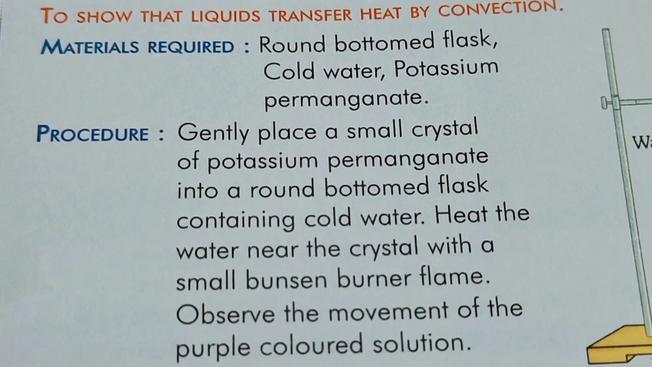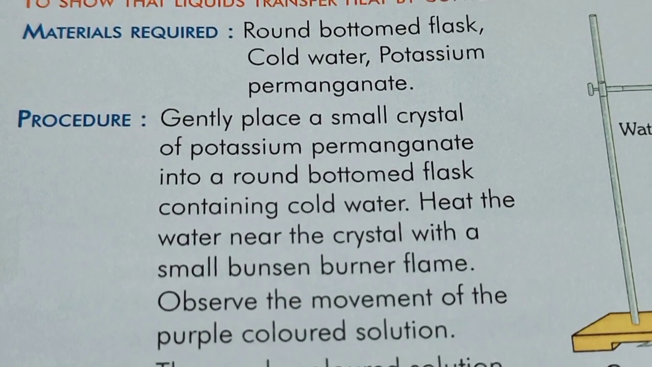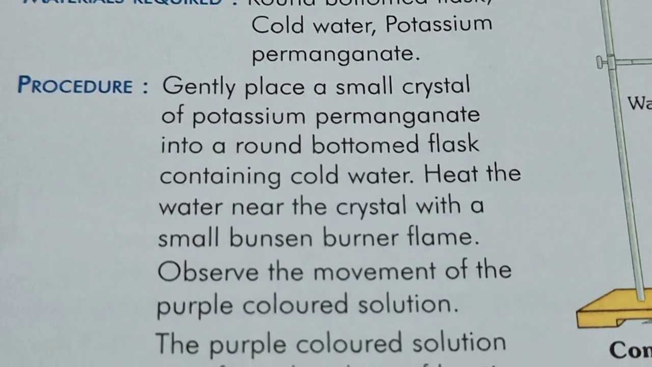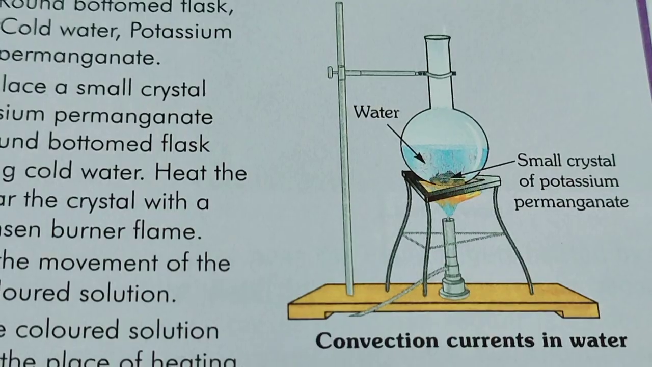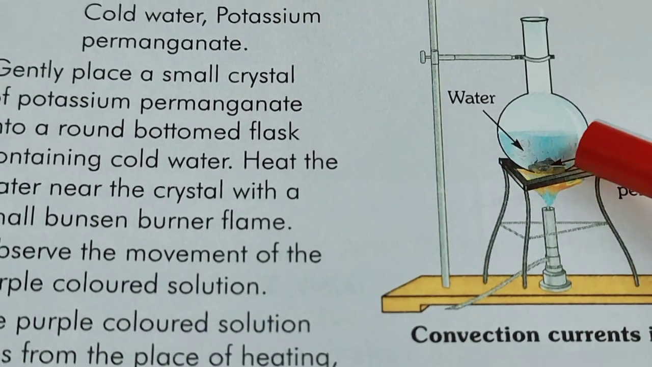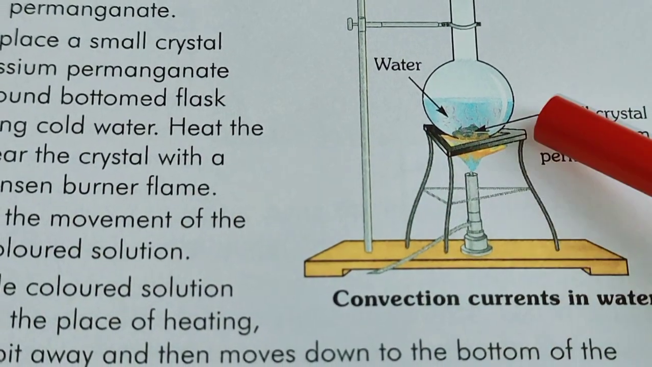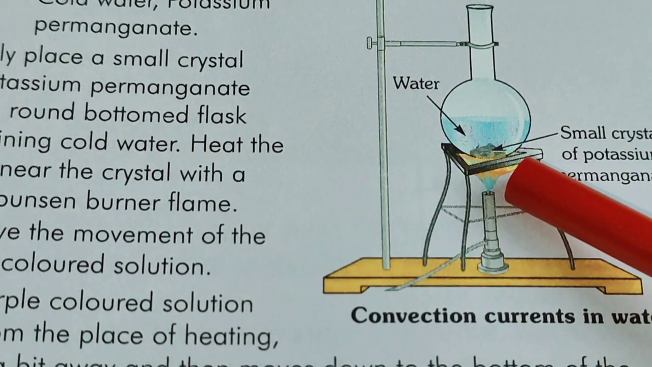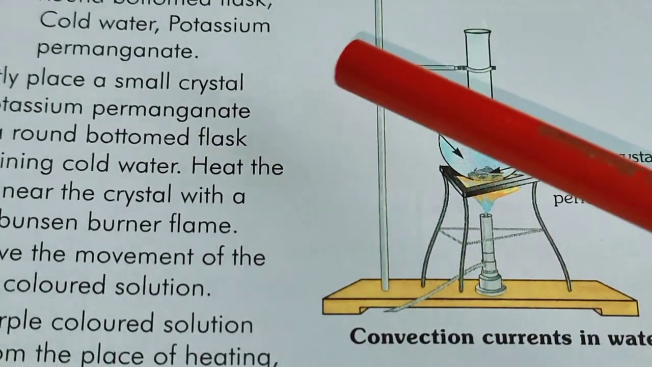First of all, gently place a small crystal of potassium permanganate, which is a chemical available in the chemical laboratory in our school. We have to put it into a round bottom flask. You can see in the setup, this is the round bottom flask, which is a glassware available in lab, which is kept on a tripod stand, and there is the Bunsen burner for heating the water, and this flask is set up with the help of a stand and clamp.